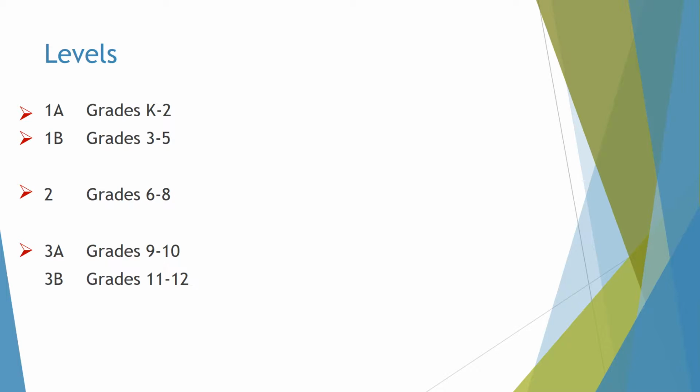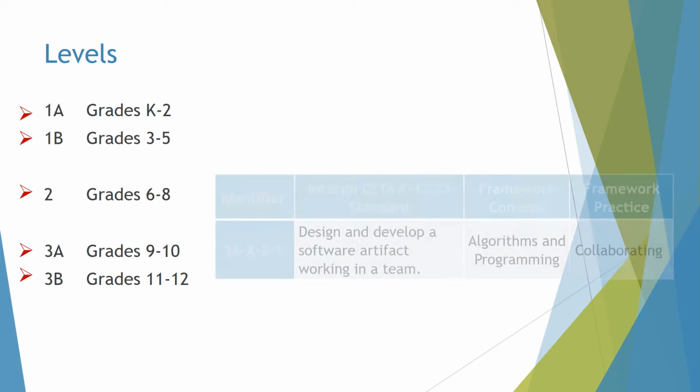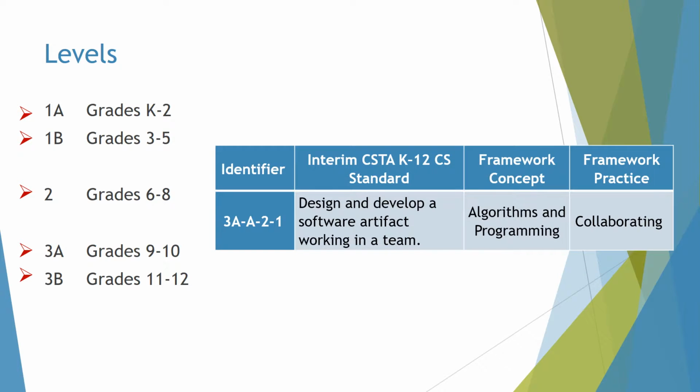Level 3A, 9-10, represents what all students should know and be able to do by the time they graduate high school. Level 3B, 11-12, represents the progression of learning for students who express an interest in further study of computer science. A sample standard has an identifier. The first value in the identifier is for the level.